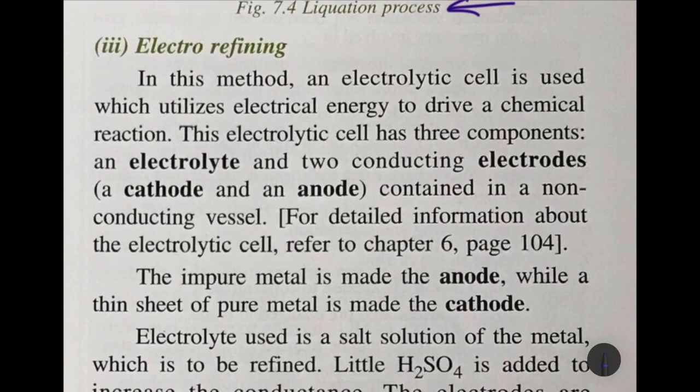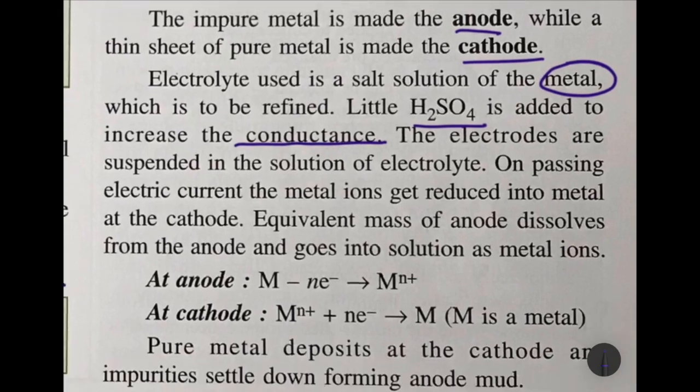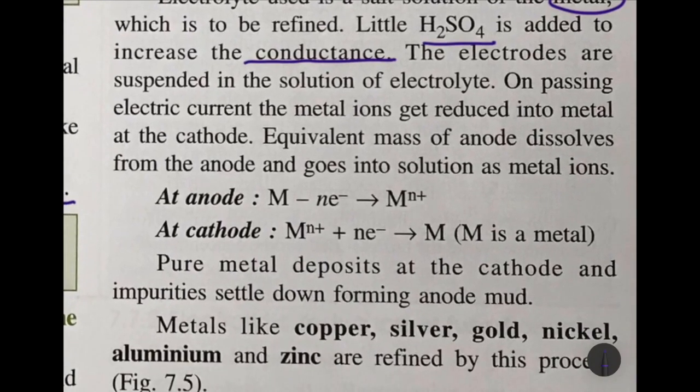And of course, if you remember, children, we talked about electrorefining in the electrolysis chapter. Here electrolysis is done. The electrolytic cell is made up of an electrolyte, electrodes, cathode and anode, in a non-conducting vessel. The impure metal is made the anode, and the thin sheet of pure metal is made the cathode. The electrolyte is a salt solution of the metal which you are refining, and a little sulfuric acid is also added so that the conductance increases. The electrodes are put inside the solution of the electrolyte.